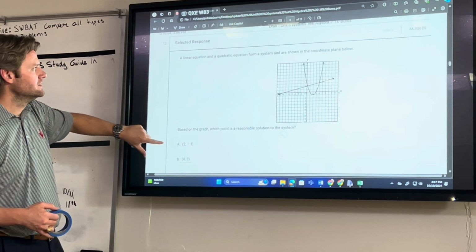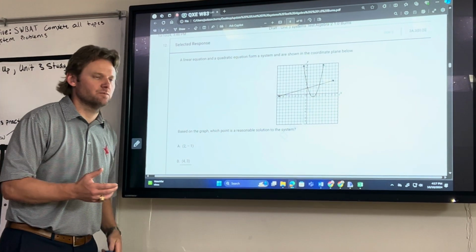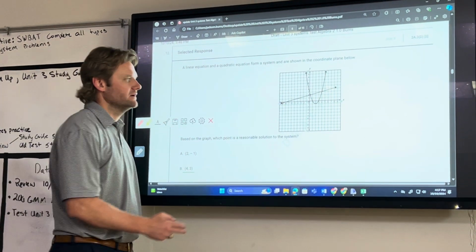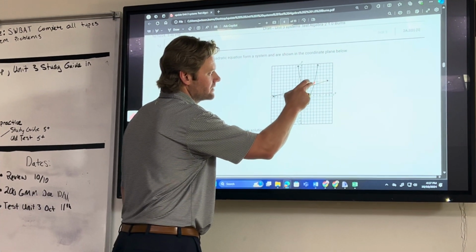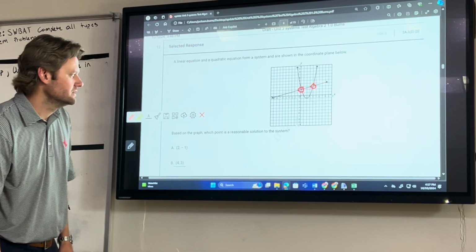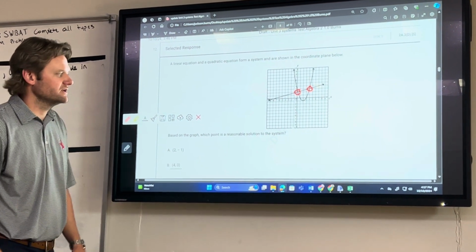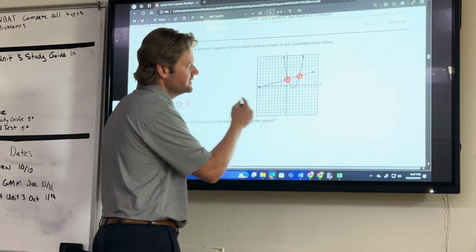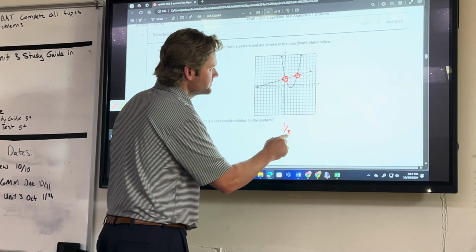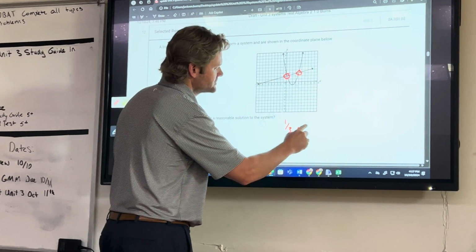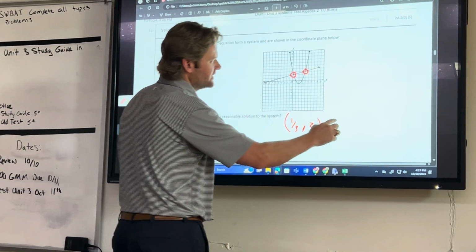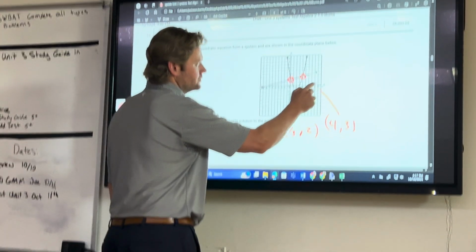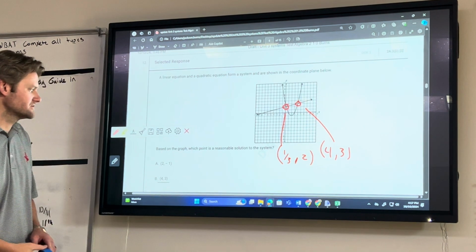All right, so 12 is pretty simple. I give you a graph of a quadratic and a linear. My solutions, right, are those intersection points. So based on the graph, which point is a reasonable solution? So over here, it's kind of in between the lines. It looks like it's at like 1/3, 2, and the other point is at 4, 3. Those are my 2 solutions to this graph.